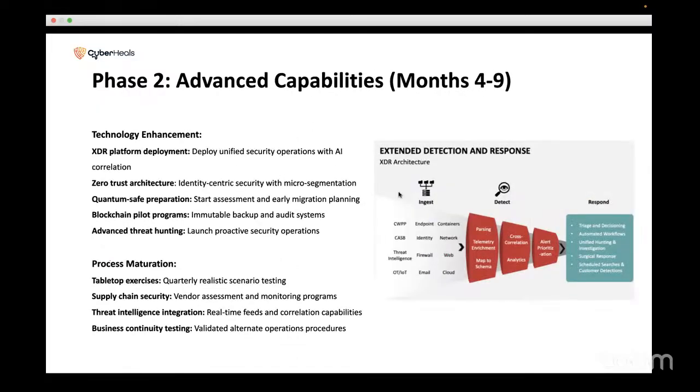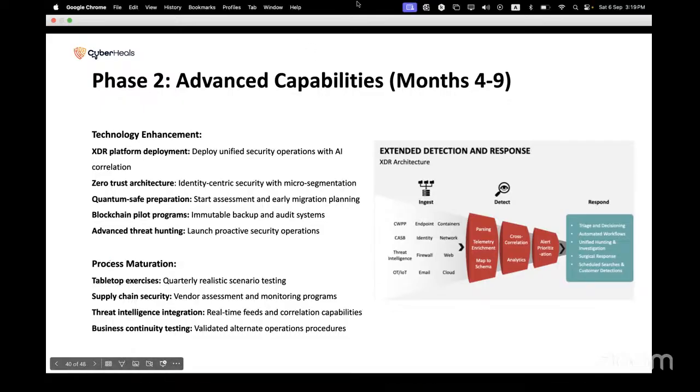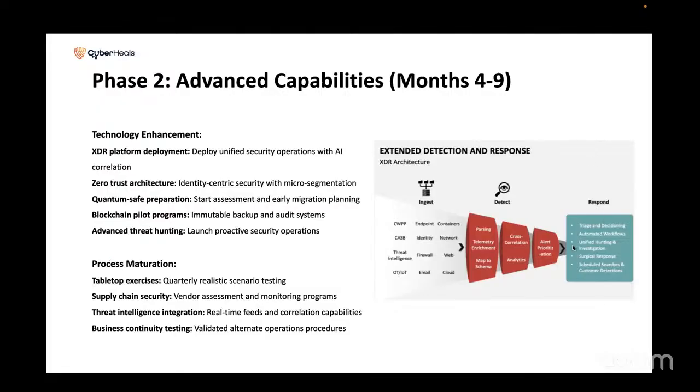Then create capabilities like XDR, zero trust, quantum safe preparation, blockchain, advanced threat handling. Create a maturity model, tabletop exercise, create drills, business continuity exercise. Say today we are going to have a DR exercise. Then create how you are going to respond to that.